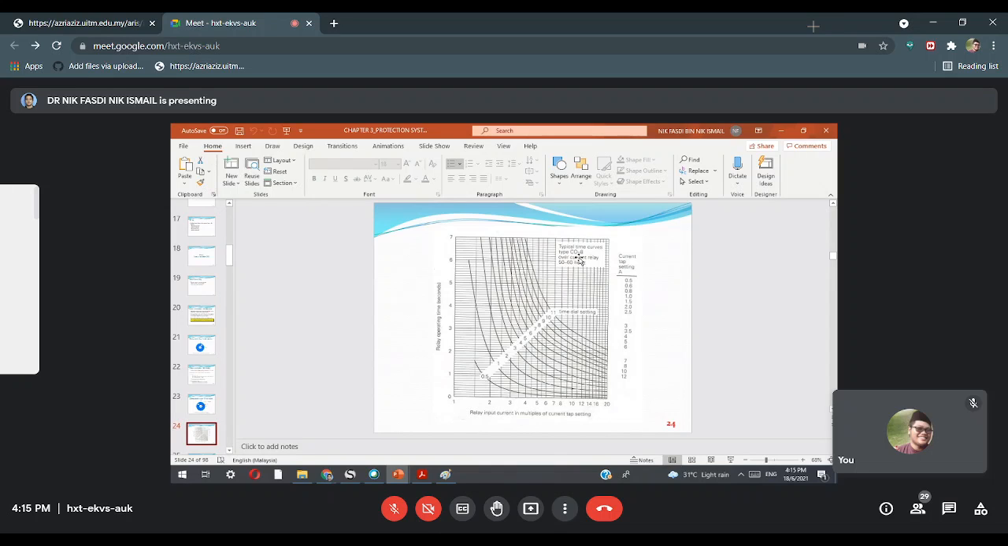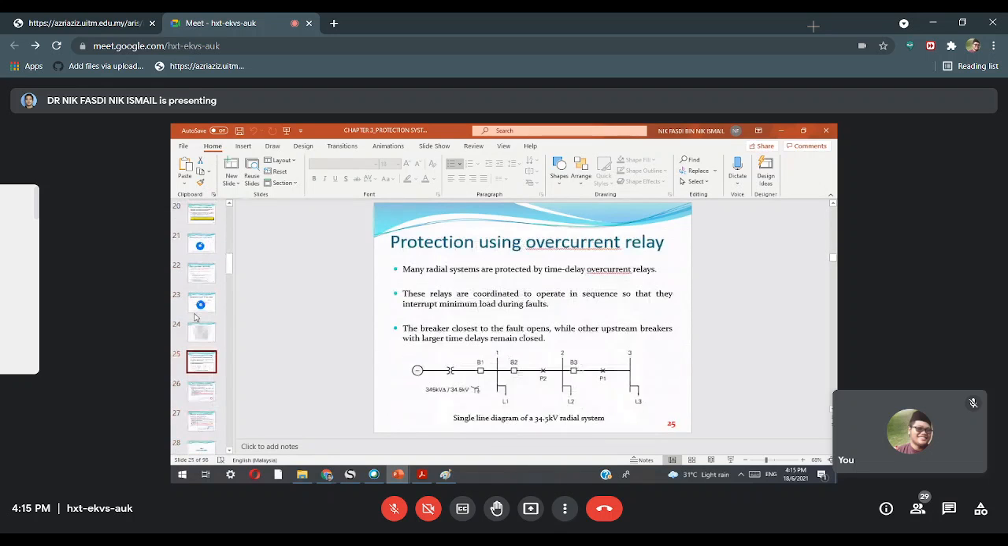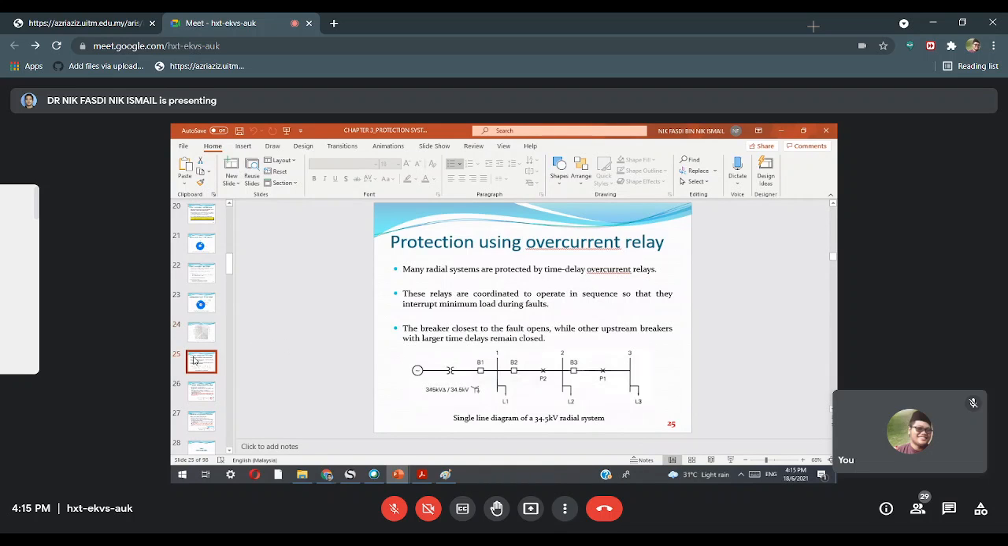This is for type CO8. There are different types of overcurrent relay. There are types of overcurrent relay for this time dial, time delay. This example is CO8. There are many, like CO10 and so on. But this is an example. Basically it uses the same concept based on this time dial curve in order to determine the delay.